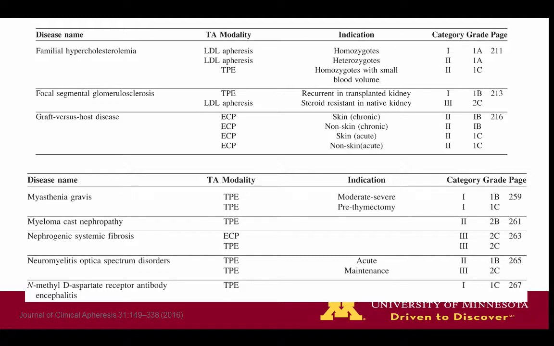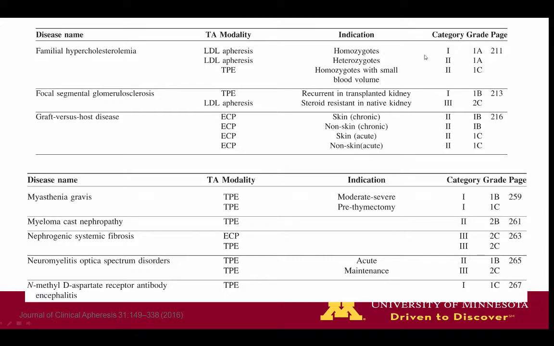So the table of the different diseases and indications is much too big to include on one slide, so I just took some choice examples. So as you can see, for familial hypercholesterolemia, they looked at the different modalities, whether they removed the lipid apheresis only, or whether a full therapeutic plasma exchange was performed, and whether the patient population were homozygotes, heterozygotes, or otherwise were homozygotes with a small blood volume.